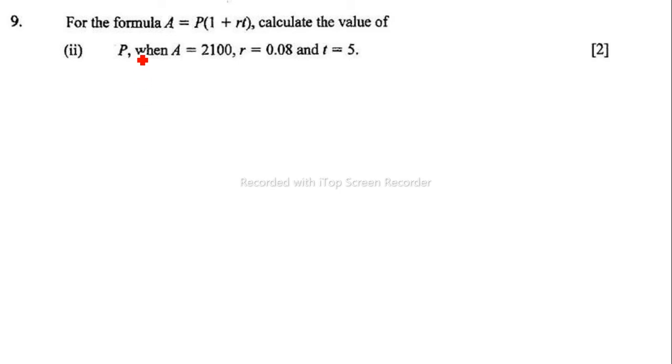Alright, so that's it. Let's talk about it. Here they want us to figure out what P is when A is 2,100, R is 0.08, and T is equal to 5. So we want to figure out the principal. If your future value is 2,100, your interest rate is 8%, and your time is 5 years, what is your principal? Like, how much money did you put in? Okay, so the first thing we're gonna do is substitute.